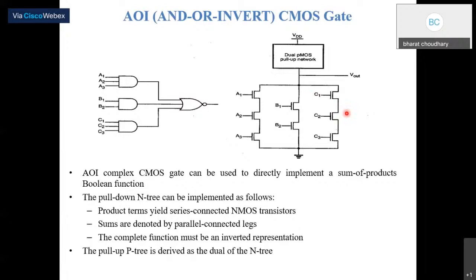In the pull down network, whatever logical expression we get is finally complemented to give the exact expression. So the product term is a series connected NMOS transistor. Sums are denoted by parallel connected gates, and the complete function must be inverted, as we discussed.